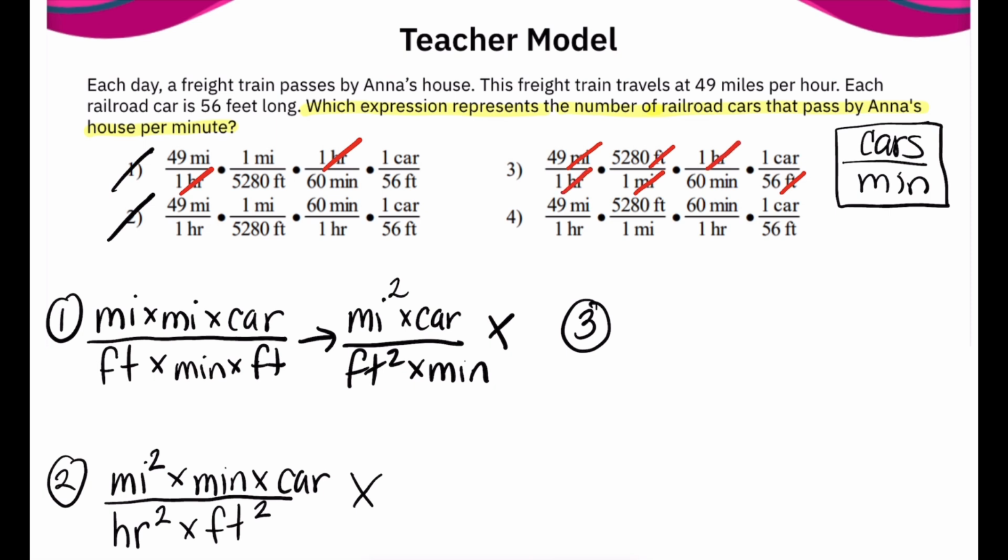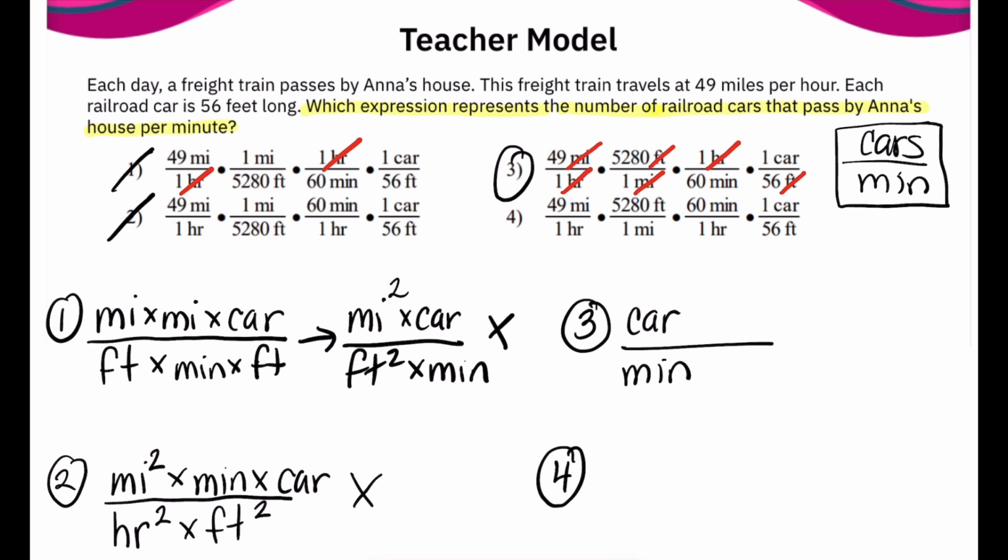Hours, yep, I see hours over here I can eliminate. And now I'm left with what I wanted, which was cars over minute. And again, they're not asking me to solve it. They're not asking me to multiply all the numbers and then divide. They just want to know which expression is going to give me that rate at the end. So number 3 is correct.